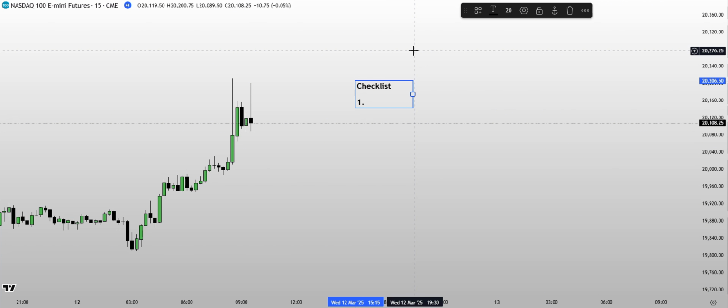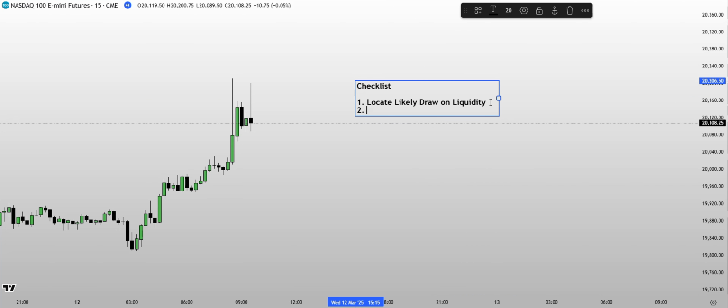What is your job going into the session? Number 1, locate the likely draw on liquidity. What does that mean? Look for areas in the charts, whether it's on the 15-minute, the lower time frame, or the higher time frame, where price will likely gravitate towards. Are there several lows, several highs generated, liquidity that has been untouched that price will likely gravitate towards? Locate the likely draw on liquidity for price. That is step 1. So you can find the likely direction that you are going to operate out of.